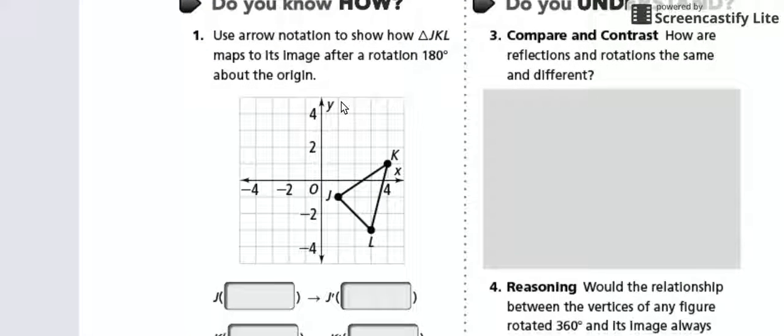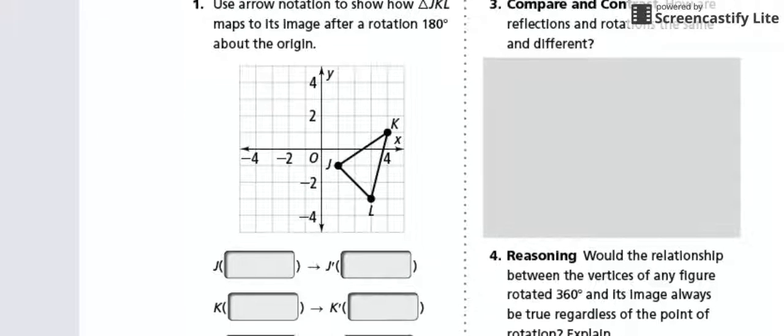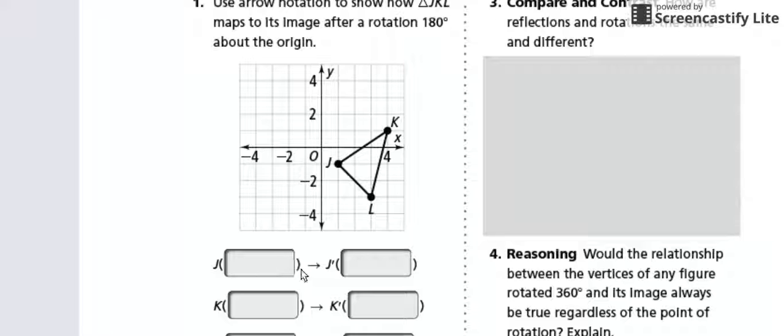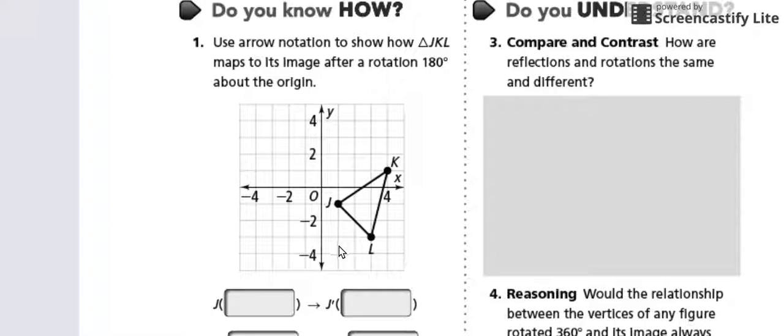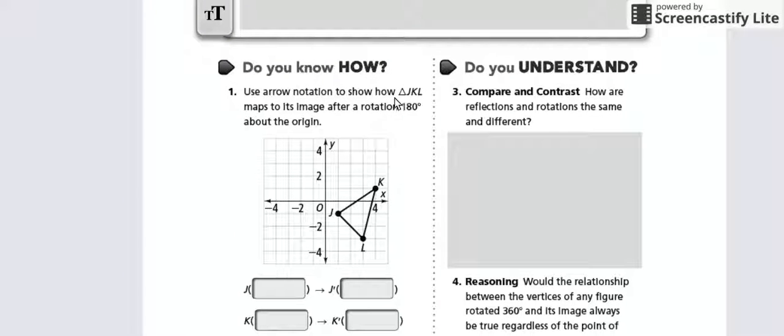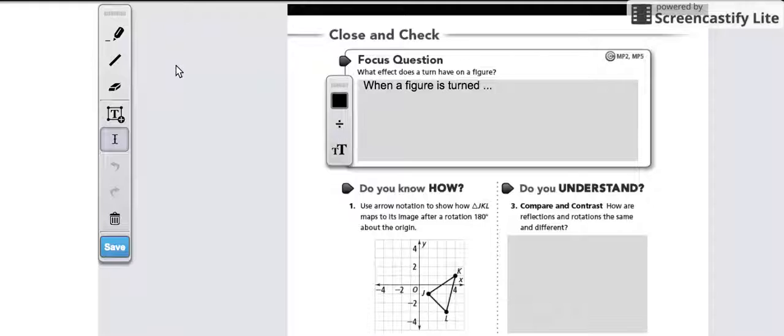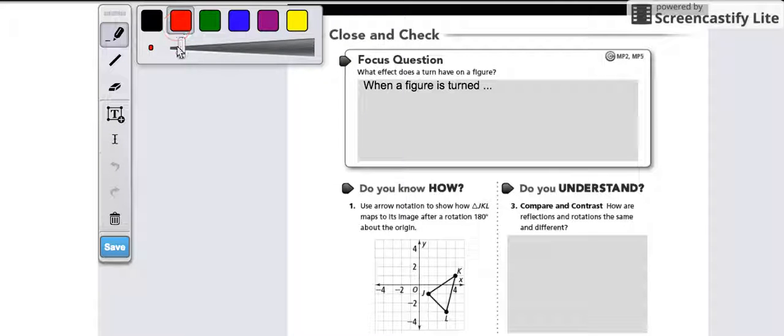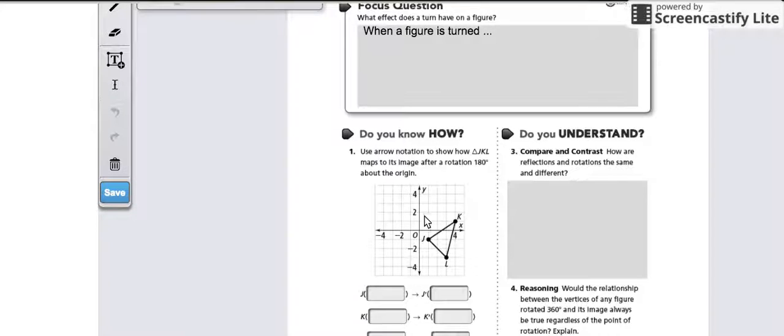Moving on. Number 1, use arrow notation to show how triangle JKL maps to its image after a rotation of 180. Whoa, it's kind of a lot. Use arrow notation. So you're going to say the caterpillar went to this or turned into this after you rotated. So, okay, we're talking about rotations. This is going to be really annoying, so bear with me with the clicking here.